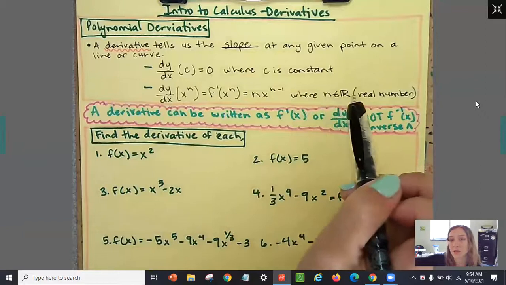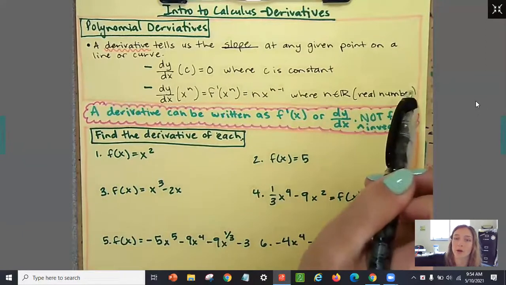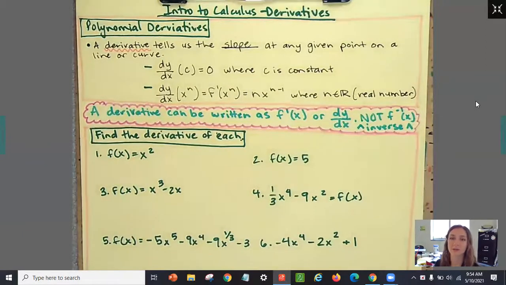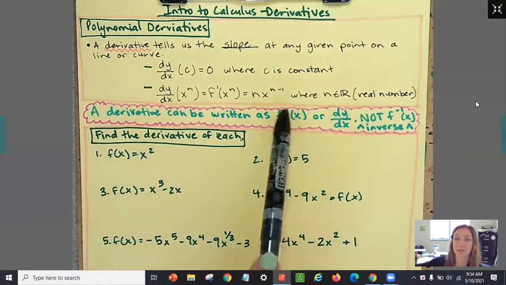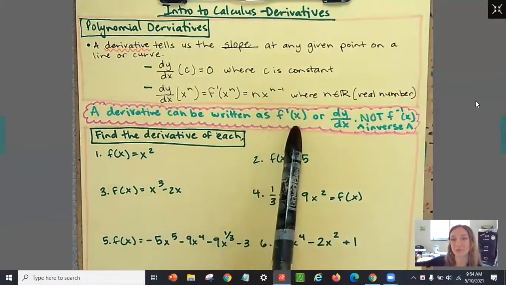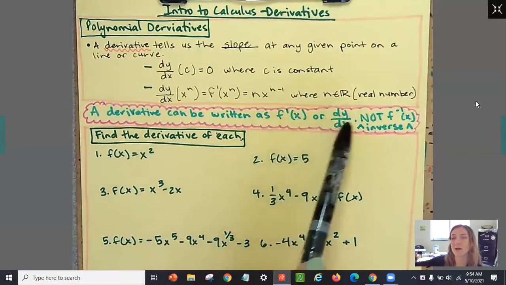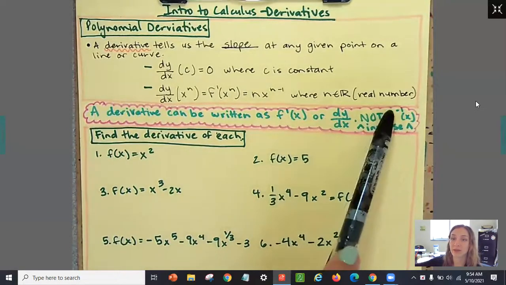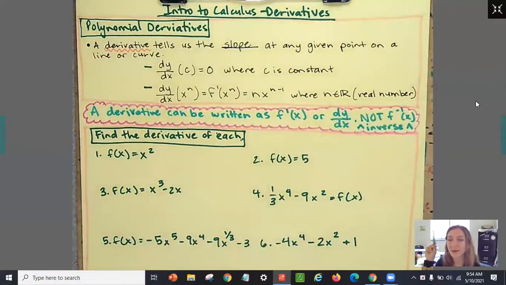And this only works where n is a real number. So just make sure that you're not using imaginaries and things like that. It can be written as f tick mark x, or the first derivative of x, or dy over dx, but do not get this confused with f inverse of x. It has a little minus 1 instead of just a little tick mark there.